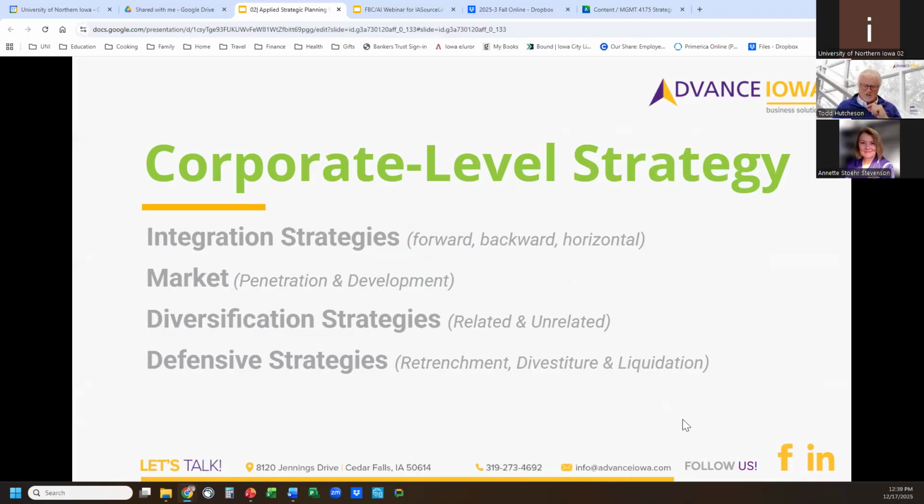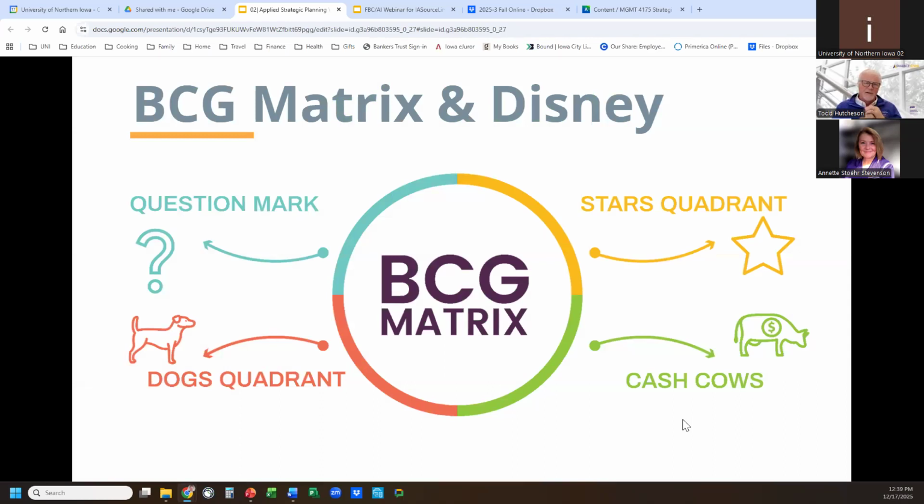And let's look again a bit into Disney. There's a tool out there called the Boston Consulting Group Matrix, the BCG Matrix.